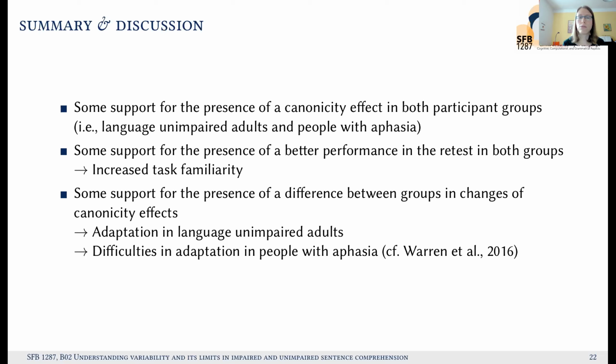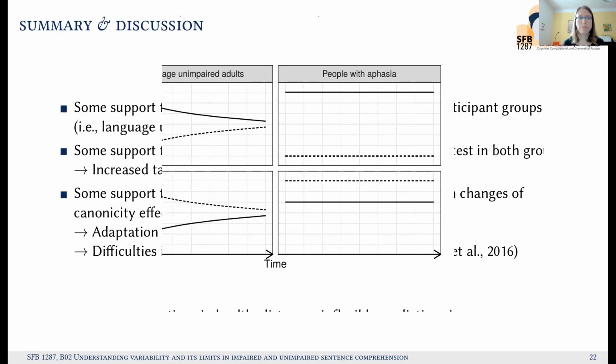With respect to our language unimpaired adults, we think that our results show some adaptation to the complex sentences because there was a systematic decrease in the canonicity effects. However, people with aphasia seem to have difficulties adapting to complex sentences because the changes in canonicity effects were more unsystematic. And this conclusion is in line with an earlier conclusion of Warren and colleagues.